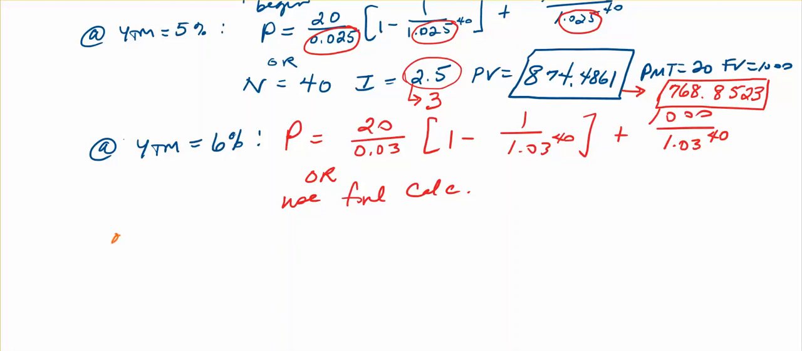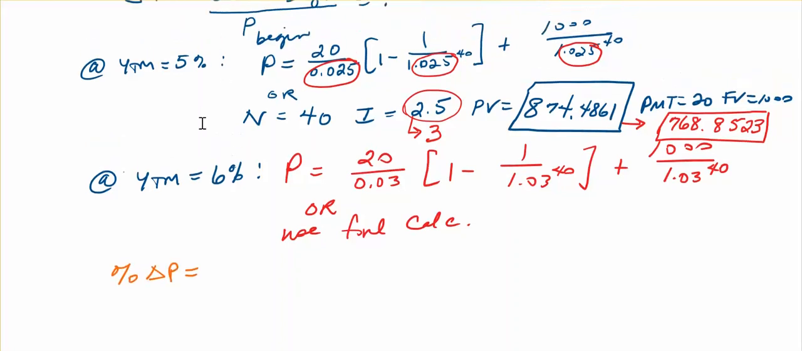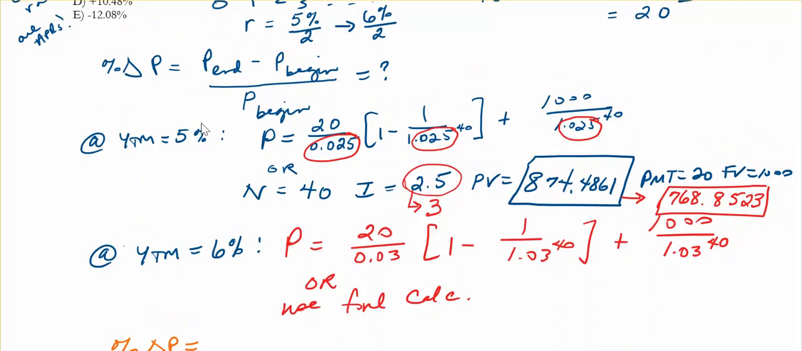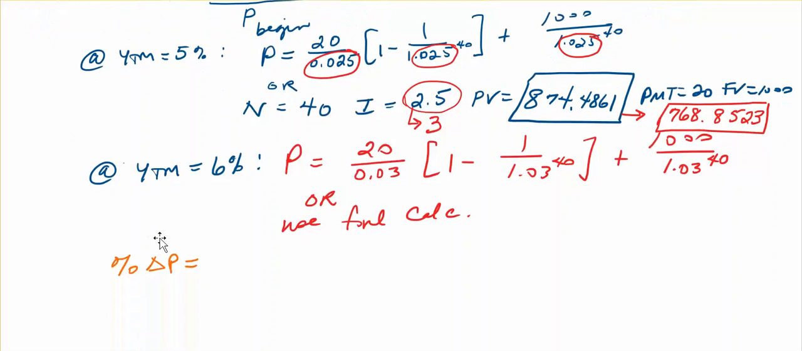Next step, percent change in the price. Let's recall that this is the formula for percent change in price. The price at 5% is the beginning price, and the price at yield to maturity of 6% is the ending price.